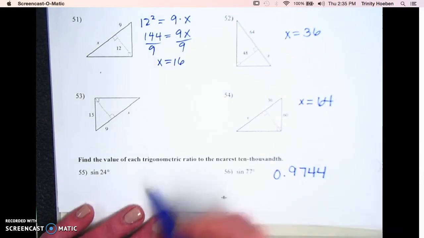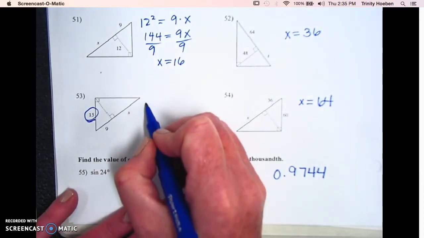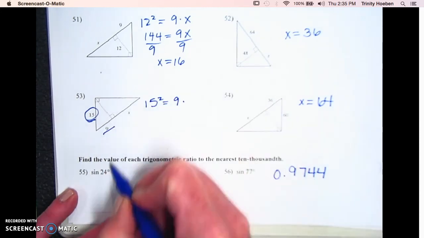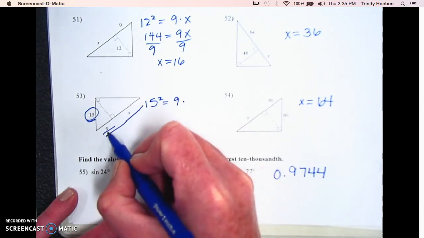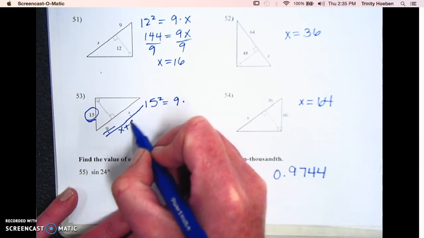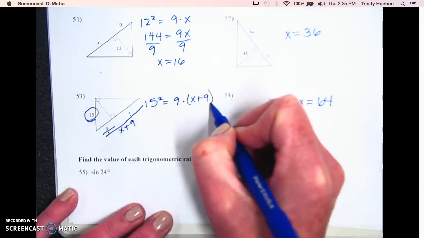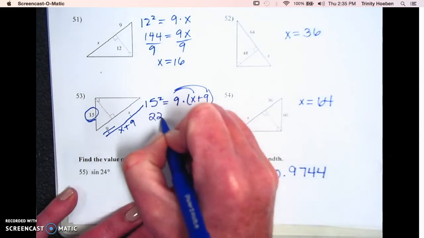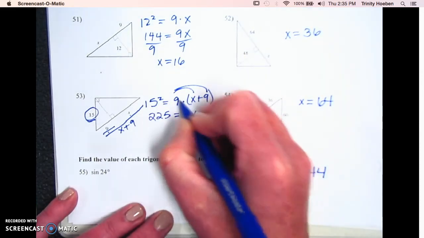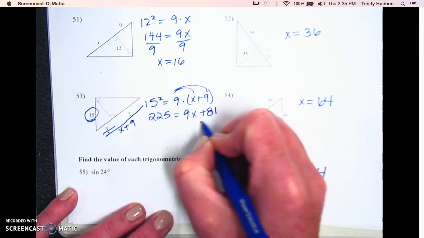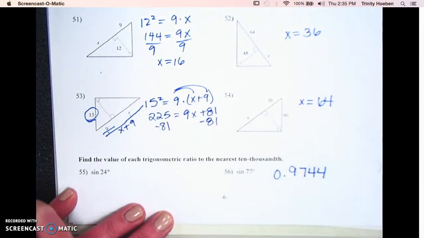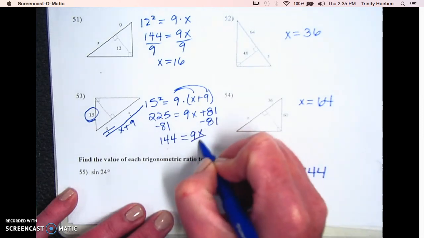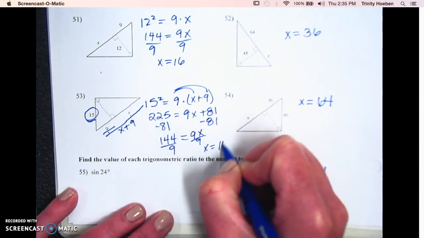And number 53, this time we've got this leg, so we're going to square the leg, set that equal to the piece that's closest, times the length of the whole thing. Well, right now, this much is 9 and this one is x, so the whole thing is x plus 9. So we've got some distributing on the right, and 15 squared is 225. 9 times x is 9x. 9 times 9 is 81. Subtract the 81. We got 144. Oh, ends up just like the problem before. So when we divide by 9, we get x equals 16.